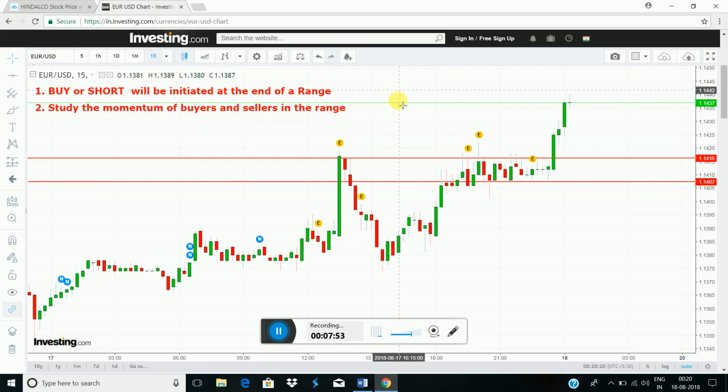So first, we have identified a range, that our market is forming a range and that range is getting exhausted. We are moving towards the end of that range. And after that, we need to study what is the momentum of buyers and sellers in that range. Whether the momentum of buyers is more, or whether the momentum of sellers is more. That thing we need to study in that range.